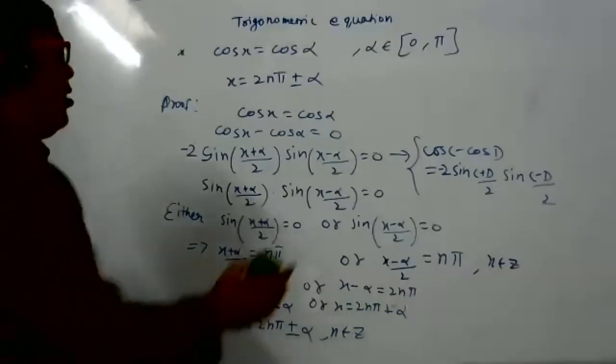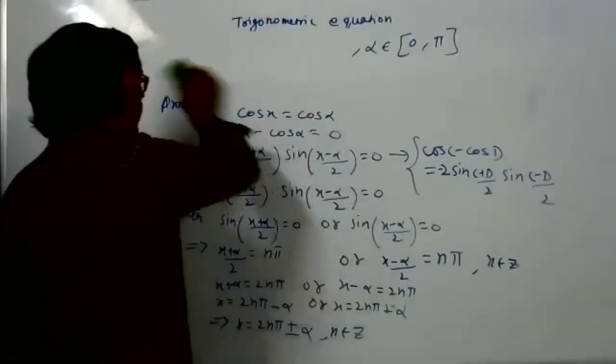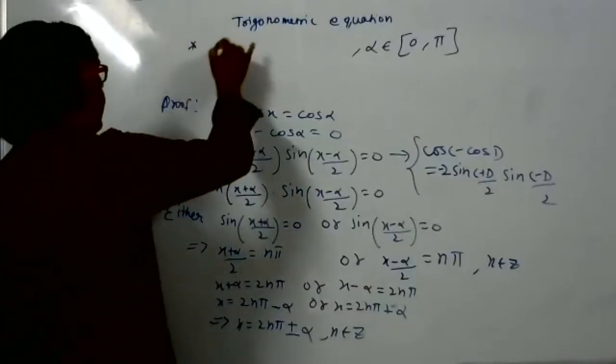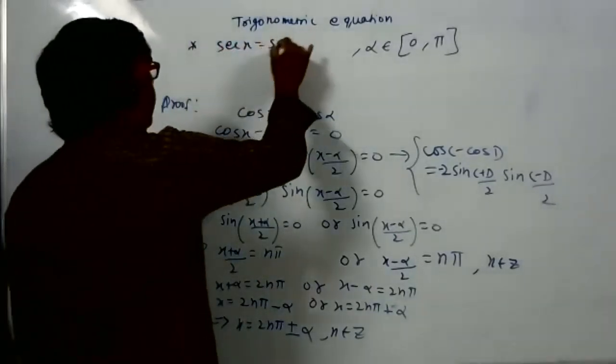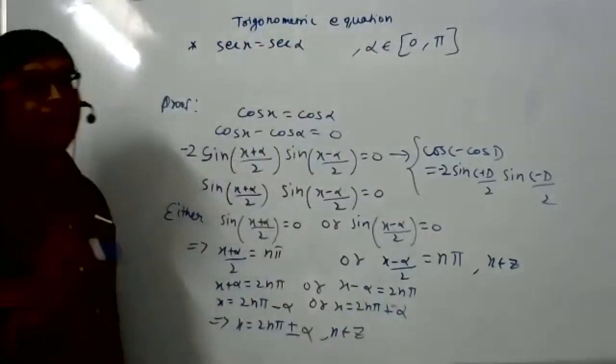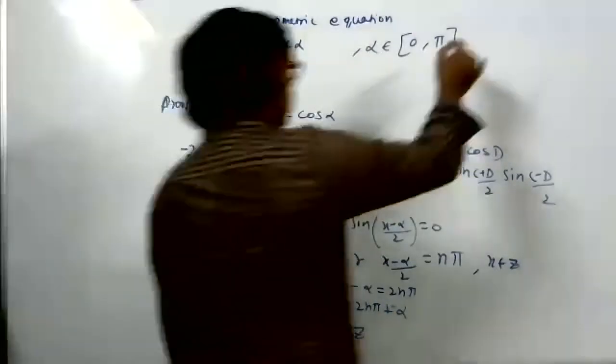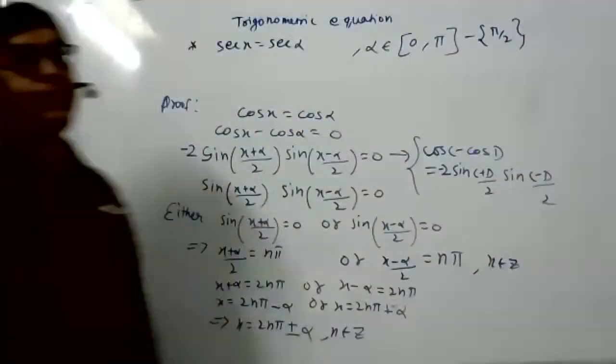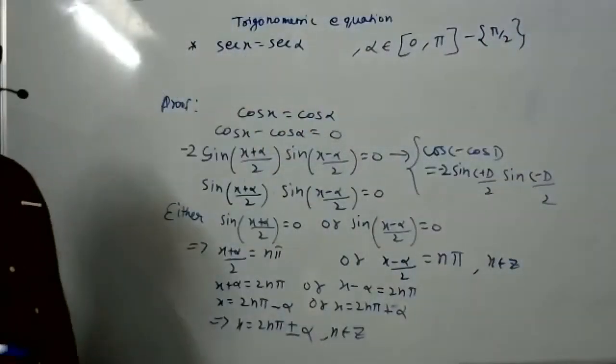Yes, sir. Now next formulas. What is the next formula? Secant x is equal to secant alpha. So here, alpha is 0 to pi, but alpha cannot be pi by 2 because secant pi by 2 is infinity. So alpha is 0 to pi minus pi by 2.